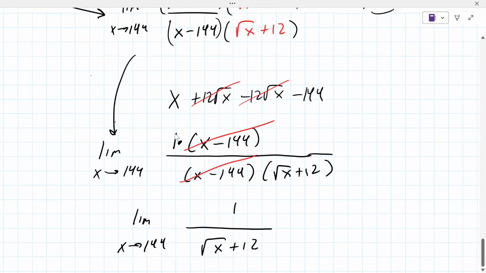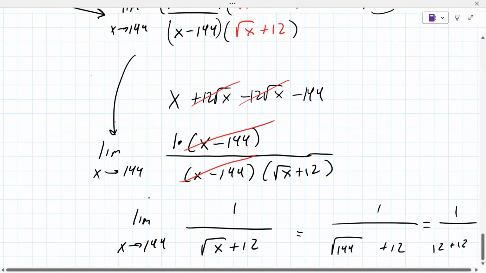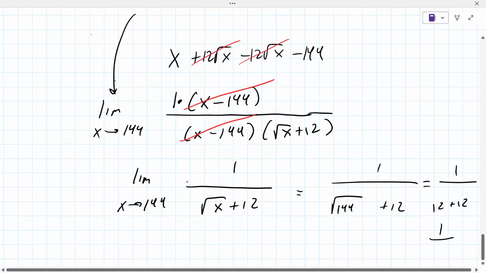So that's important to remember, especially if you're doing it by hand. Now, when you put in 144, you get 1 over the square root of 144 plus 12, which becomes 12 plus 12, which is 1 over 24. So that's the answer. The problem with doing the calculator stuff in the beginning is you're going to get a decimal and probably not recognize that it's 1 over 24.